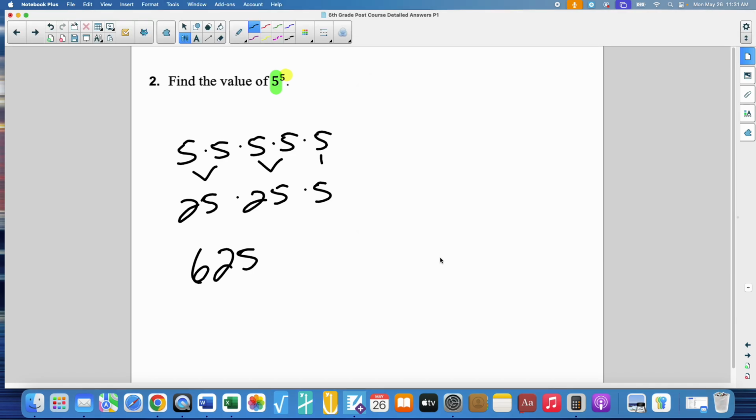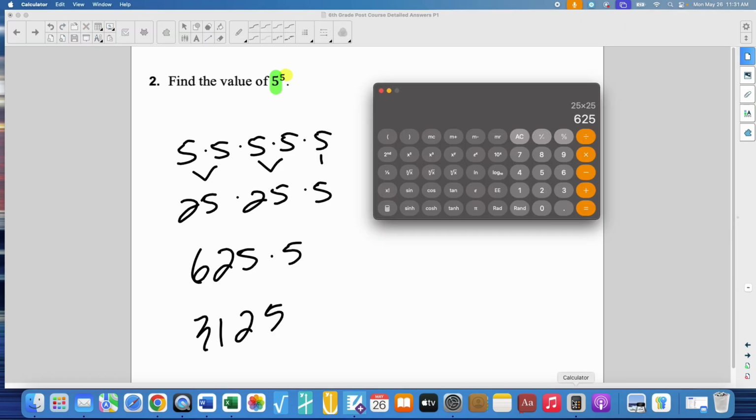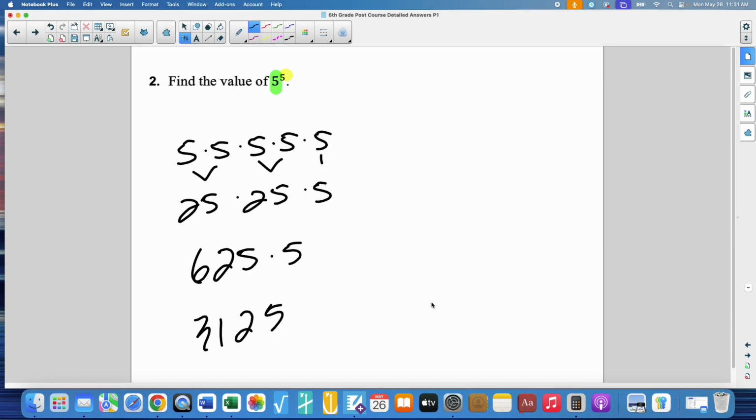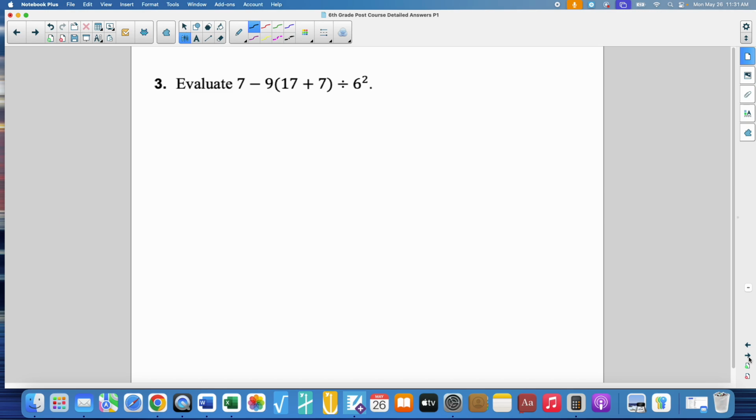625. And then we have times 5. Sorry, that's not correct. 3125. I think that is correct. So let's do 625 times 5, which gives me 3,125. Okay. And there's nothing technical about that. That's pretty easy. We should know how to expand those.